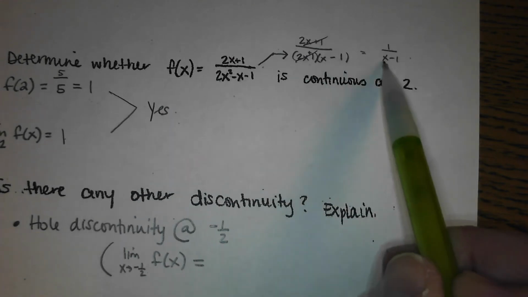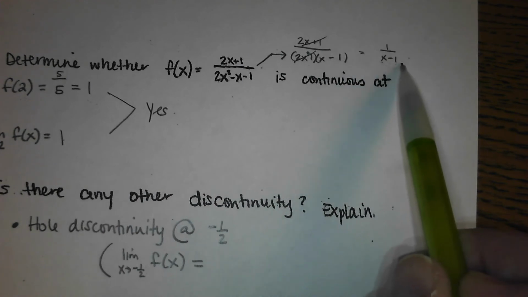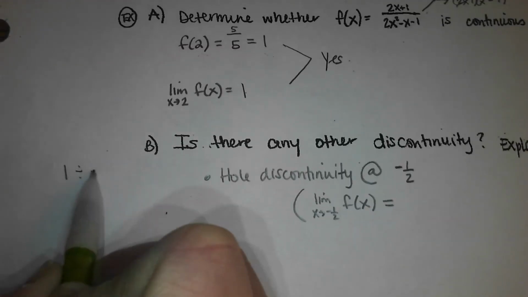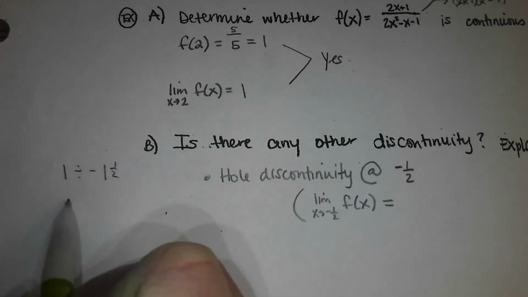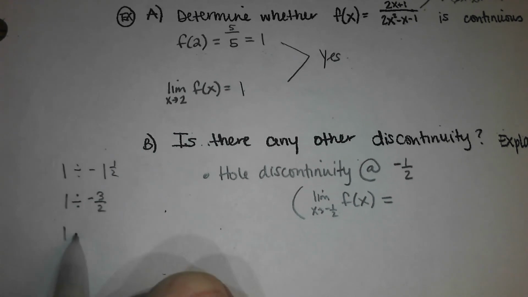So if I plug in negative 1/2, negative 1/2 minus 1 is negative 1.5. 1 divided by negative 1.5. My mind is going to think of this as 1 divided by negative 3/2, and then I'm going to keep, change, flip. Negative 2/3 would be my answer.